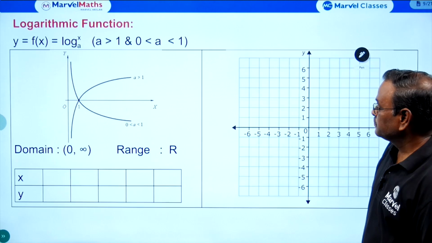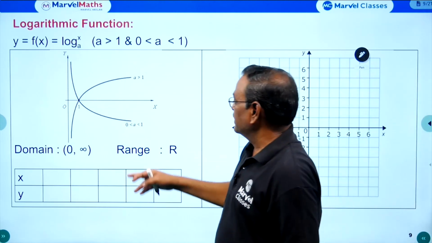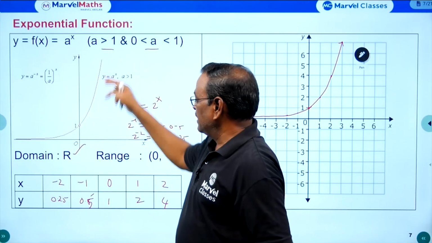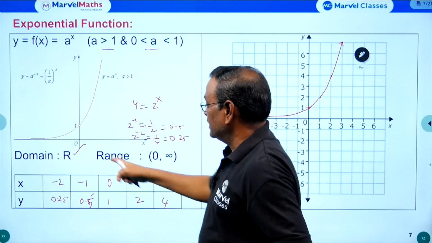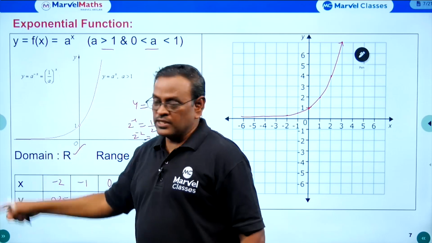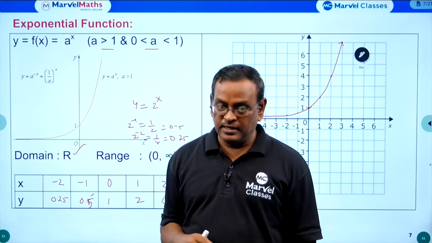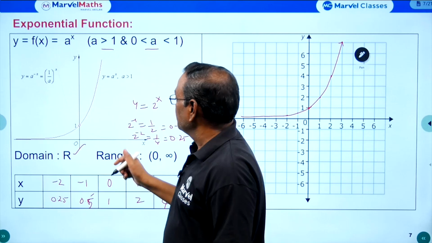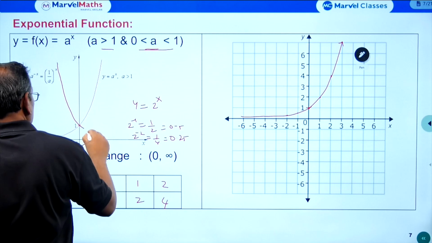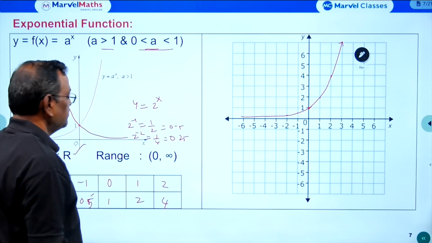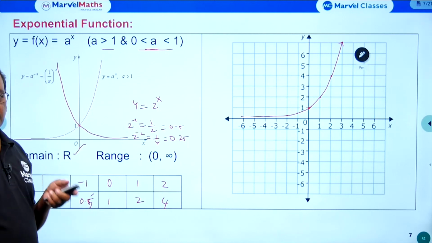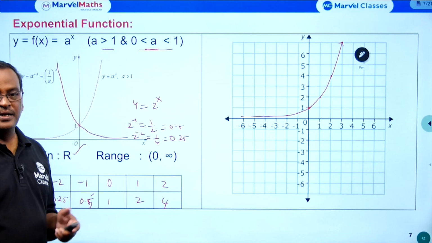Look at the graph. This graph is for a greater than 1, and it never touches the axis. Whenever x decreases, the curve gets very close to the x axis, but it never touches, it touches only at infinity. Similarly, there is one more curve, and it lies in the first and second quadrants. And very important, both curves are above the x axis and the domain and range are both the same.